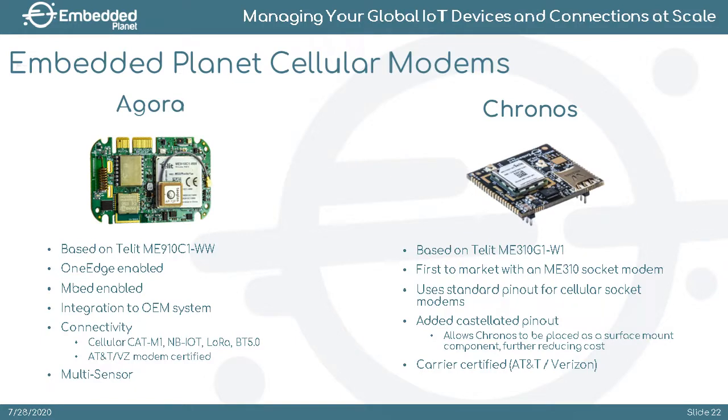So the two products that I mentioned earlier: Agora on the left, a little bigger cellular connected product with BLE and a number of different sensors. And then on the right is our Chronos module. So more of a modem, you drop it in either as a castellated solder-down module, or it's got the 20-pin standard connector on it. So a couple of different options for connecting it up. And both products are certified for AT&T and Verizon. So you're ready to go with connectivity out of the box.